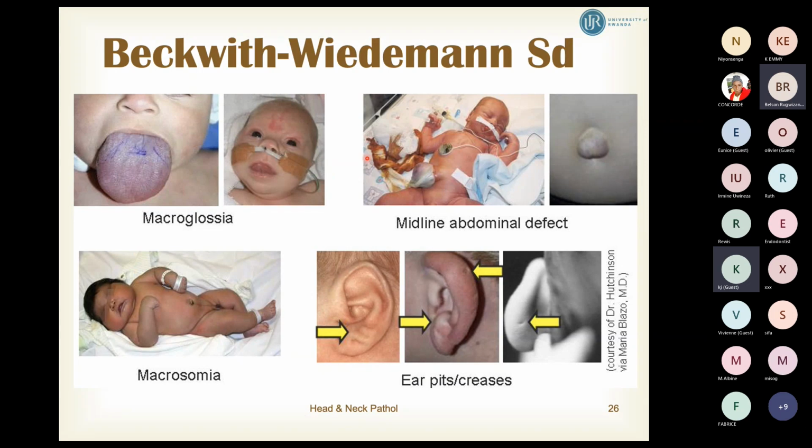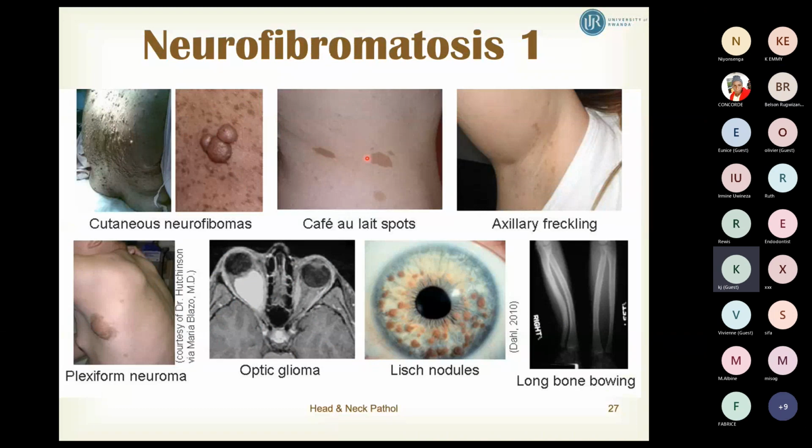So I have not seen a child with this personally, but in the literature it is known this is one of the risk factors to develop rhabdomyosarcoma. So neurofibromatosis. So these are people who have many neurofibromas. You can understand neurofibroma means benign tumor arising from the fibroblast tissue mixed with neural tissues.